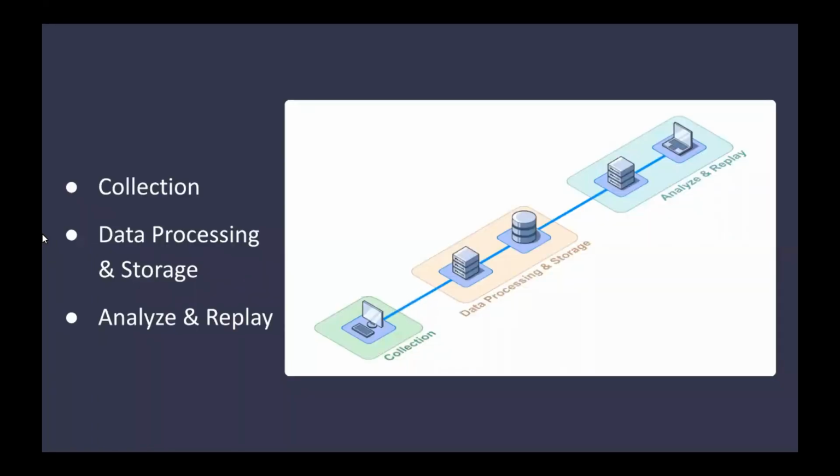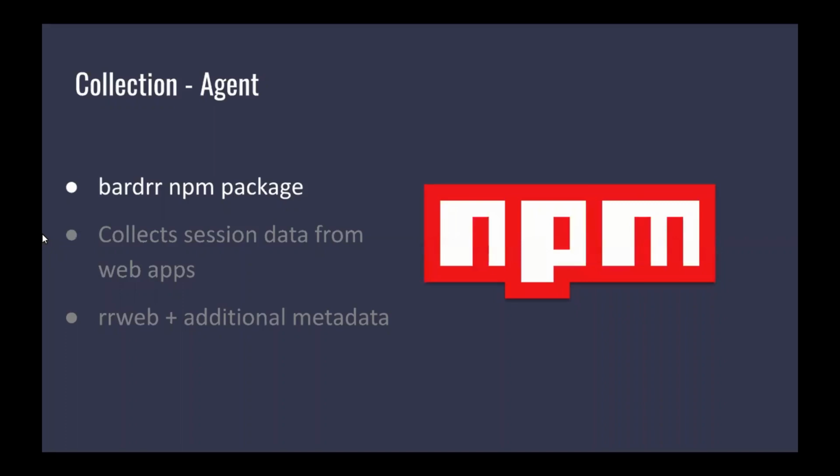Bard comprises 8 components that roughly divide into 3 groups: collection, data processing and storage, and analyze and replay. Let's take a look at what each group entails. We'll start with collection, which only has one component, the agent. The agent is contained inside an NPM package named BARD-RR, which stands for Bard Record and Replay. We'll talk later about how to instrument a web application with this package.